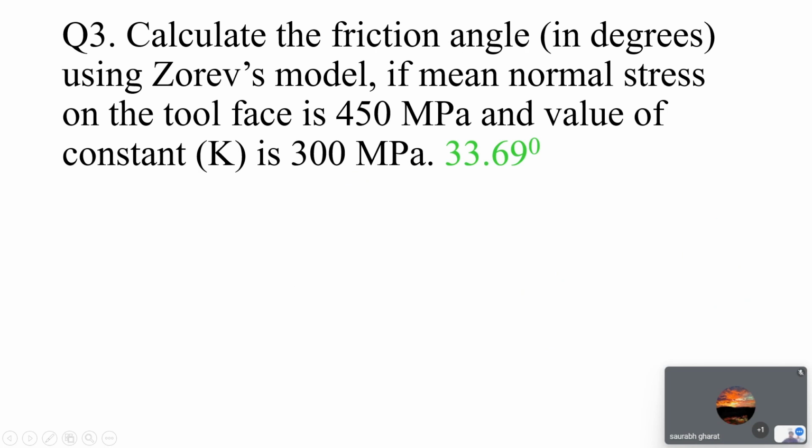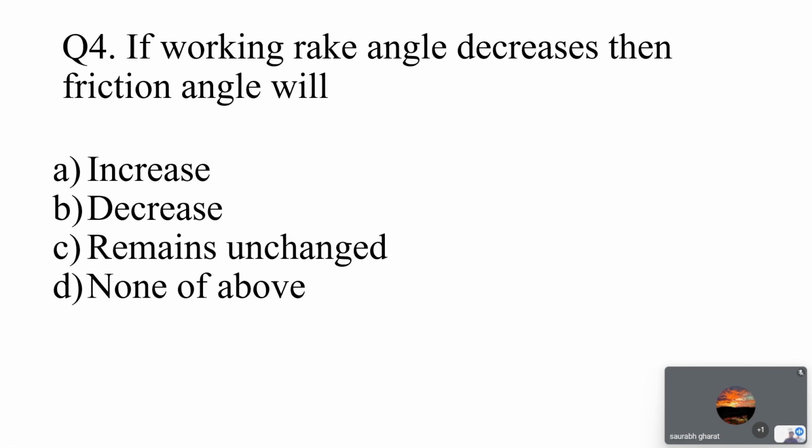I told you what the friction angle is. If the working rake angle decreases, then the friction angle will, again, decrease. We also know the formula: the normal stress will decrease, due to which your sigma average will decrease, and due to which your beta will increase.